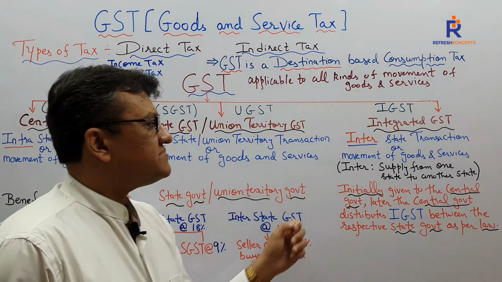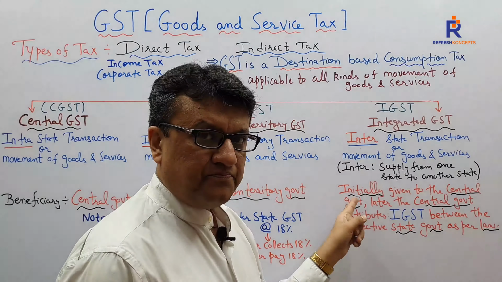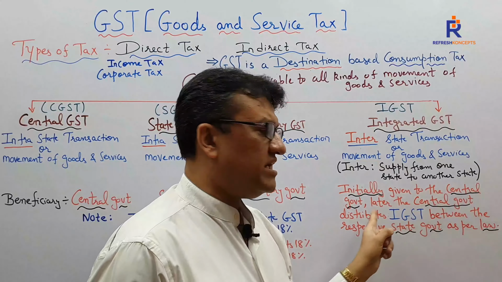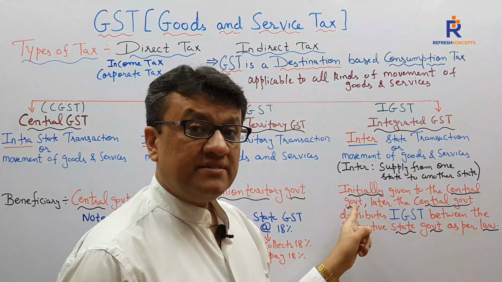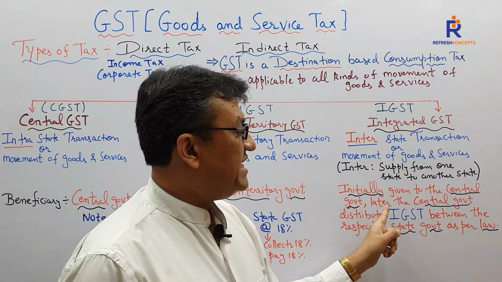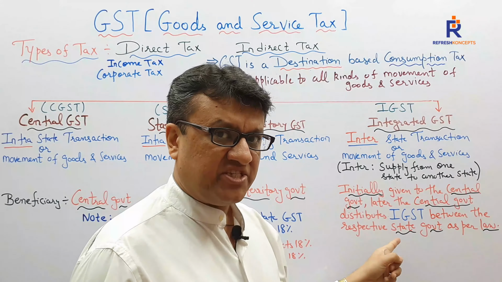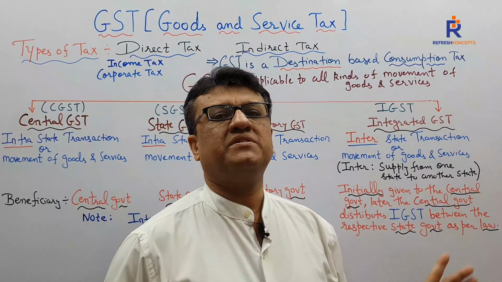IGST, here I have written inter, supply from one state to another. IGST, very specifically, is initially given to the central government. Whatever tax is collected is given to the central government. Later the central government distributes it. It is the central government distributing the IGST between the respective state governments as per the law.